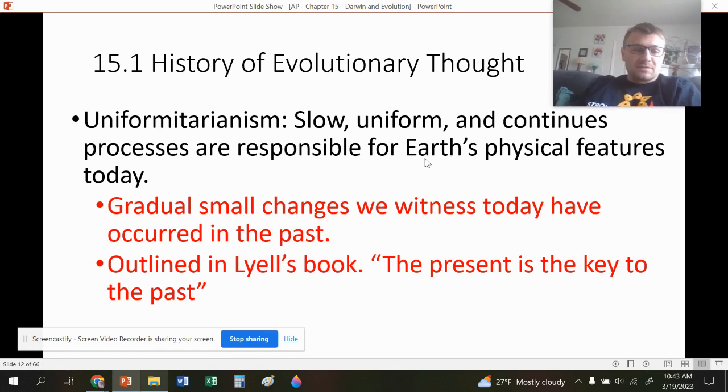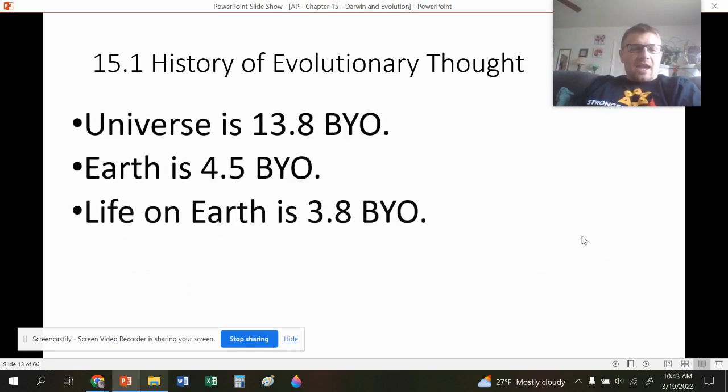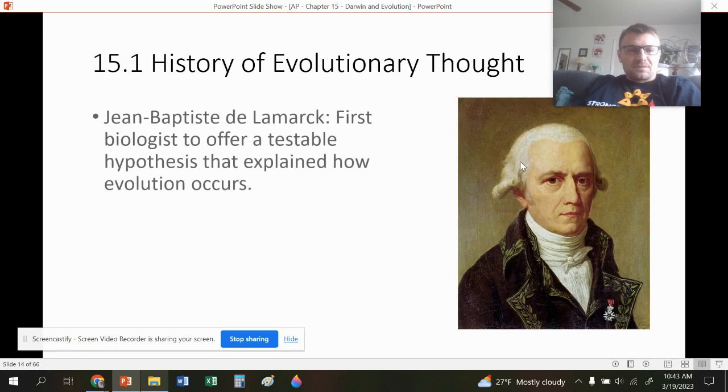And yes, sometimes there is a catastrophe. Maybe there is an earthquake that changes things, but it's not all things. It's usually the slow, uniform, continuous things. And it wasn't until modern day that we understand the universe is 13.8 billion years old, the Earth is 4.5 billion years old, and life on Earth is almost as old as Earth. It's about 3.8 billion years old.